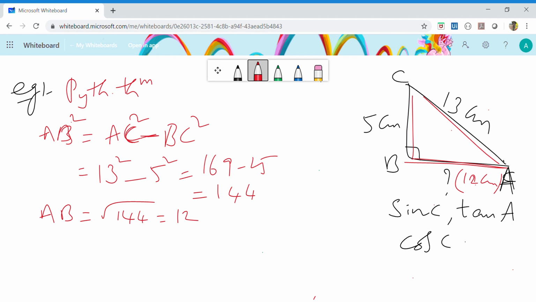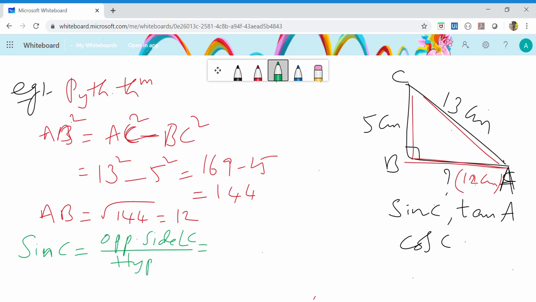Now what did he ask? Sin C. What is the sine definition? Opposite side to angle C by hypotenuse. So the opposite side to angle C is AB, by hypotenuse AC. So AB is 12 centimeters and AC is 13. So 12 by 13. It has no units because it is a ratio.